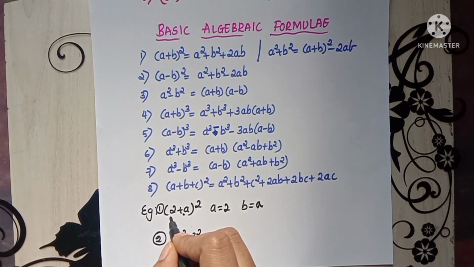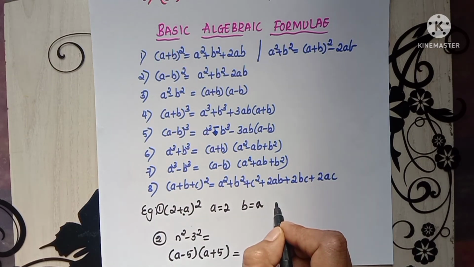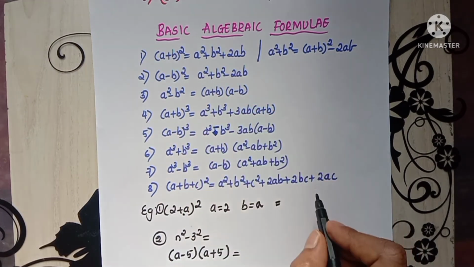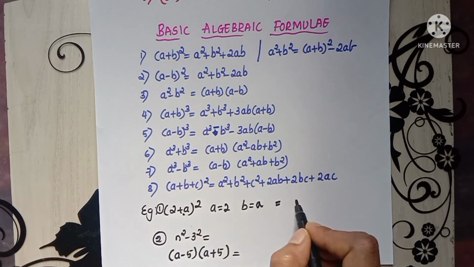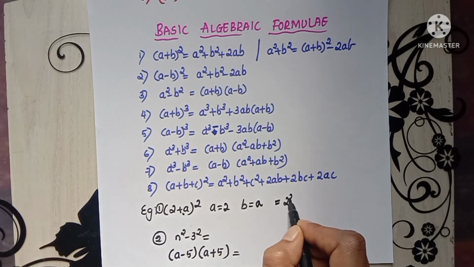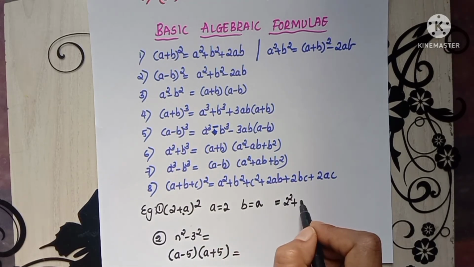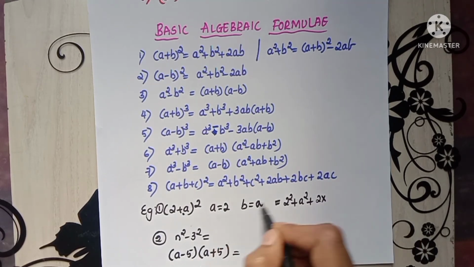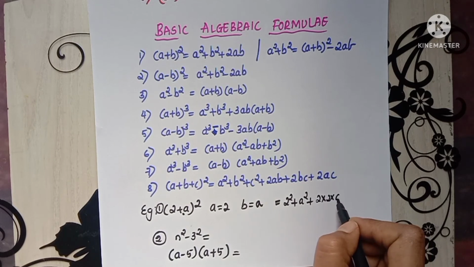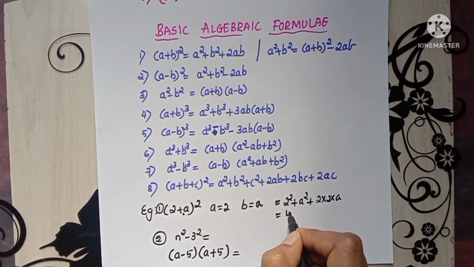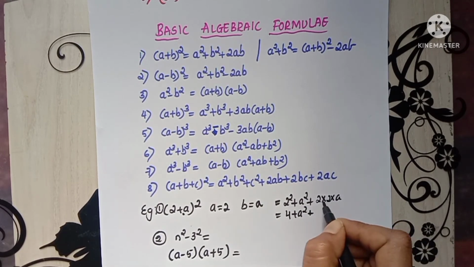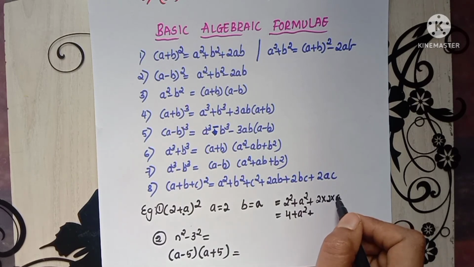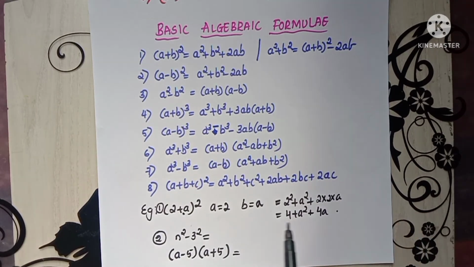So what is (2 plus a) the whole square? Which is equal to a square, what is a square? Here we have 2 square, plus b square, what is b square? a square, plus 2 into ab. a is 2, b is a. So this will be 4 plus a square plus 2 into 2 is 4, 4 into a is 4a. Are there any like terms? No. So we will stop the calculation here only.